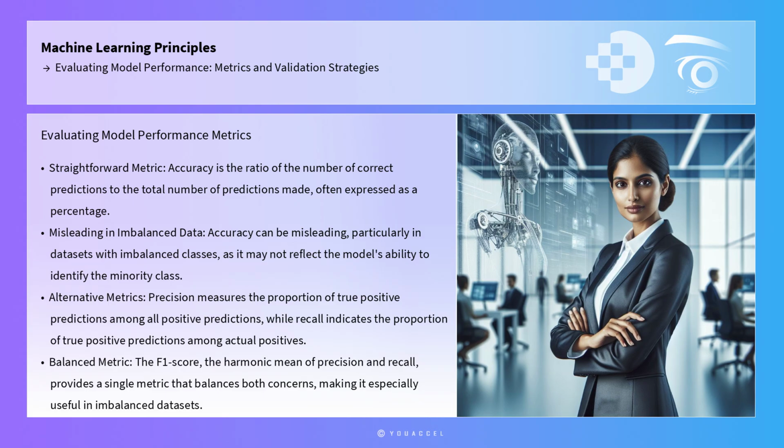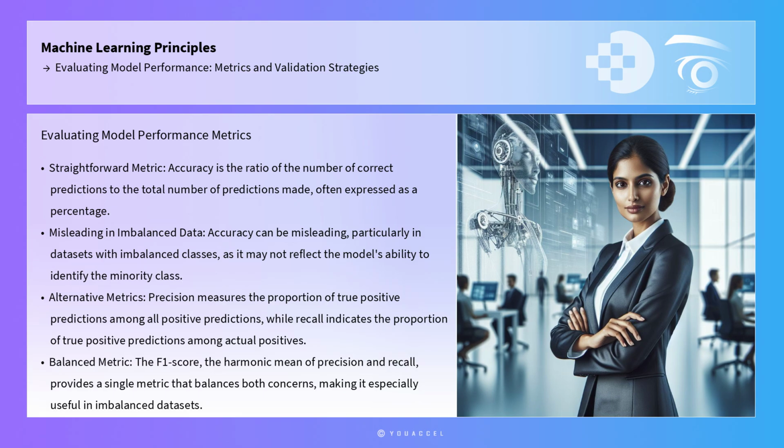One of the primary metrics used for evaluating model performance is accuracy. Accuracy is the ratio of the number of correct predictions to the total number of predictions made, often expressed as a percentage. While accuracy is straightforward and intuitive for classification problems, it can be misleading, particularly in datasets with imbalanced classes. For instance, in a dataset where 95% of samples belong to one class, a model predicting the majority class for every sample would achieve 95% accuracy, but would be ineffective in identifying the minority class. Thus, alternative metrics such as precision, recall, and F1 score are often more informative.